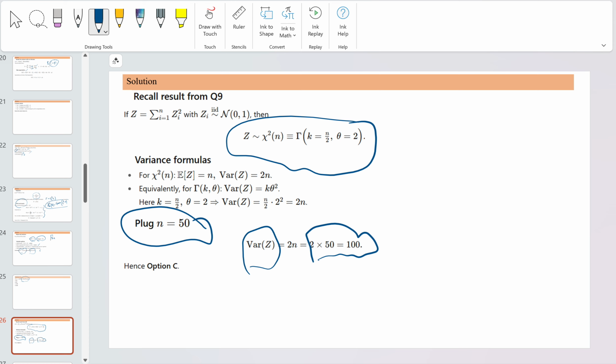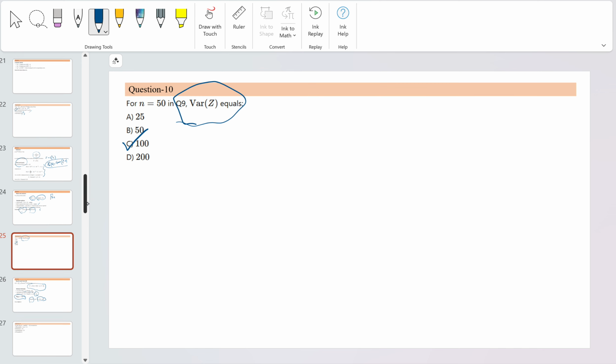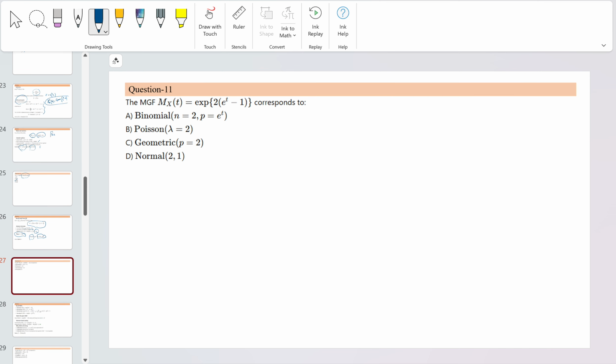Okay. Why? Because for chi-square n, the expectation of Z is n and the variance of Z is 2n. Equivalently, for gamma(k, theta), the variance of Z is k theta squared. And here k is n/2 and theta is 2, so theta squared is 4. So n/2 multiplied by 4 is equal to 2n. When you put n as 50, it will come out to be 100. Okay, so option C is actually correct. Let's move forward, try to solve this problem.